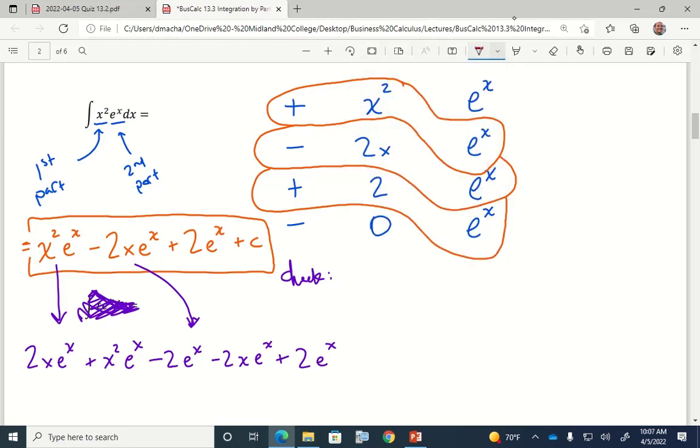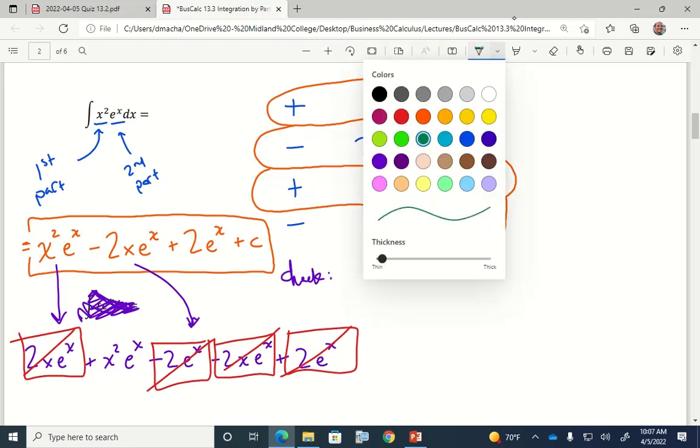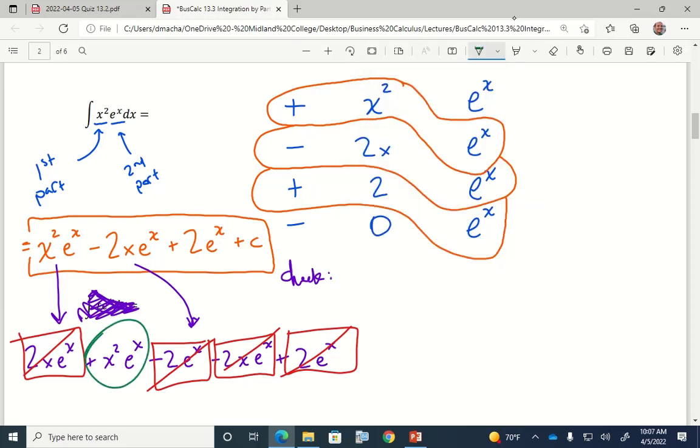Now, what's going to cancel from this derivative? Well, I have 2x e to the x, and I have a negative 2x e to the x. So these two are going to cancel out. I have a minus 2 e to the x and a plus 2 e to the x, so those two are going to cancel out. And so what I'm left with is x squared e to the x, and that's actually the integrand that I started with. So taking the derivative of my antiderivative does check out. It seems like we did this problem correctly.